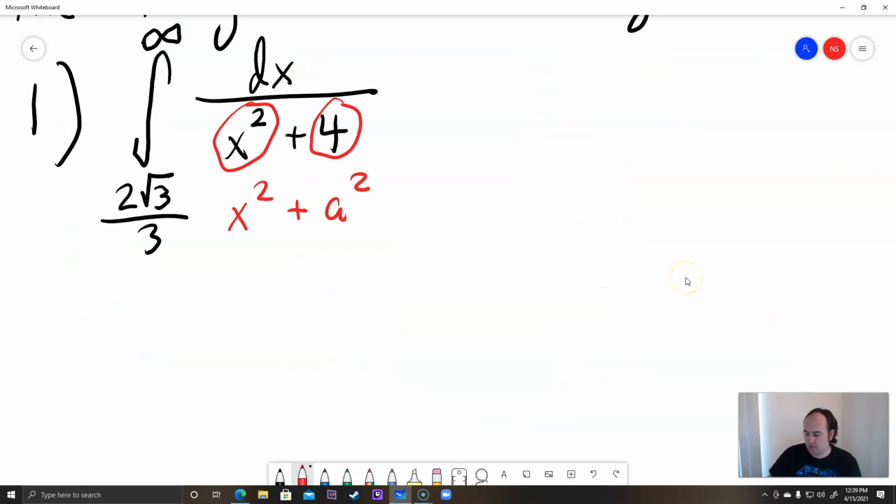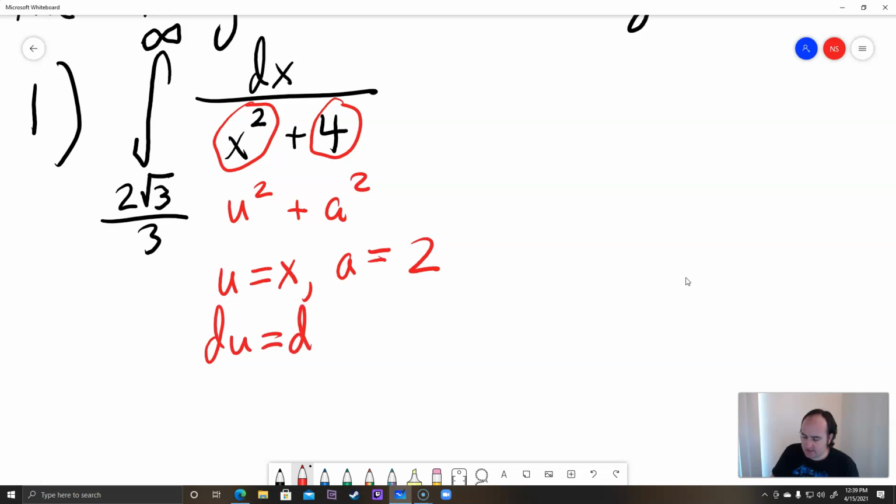Okay, so I guess I should be writing it as u squared plus a squared. Okay, so here we can see that u equals x, and then a equals the square root of 4, which is 2. So that's going to mean du equals dx.